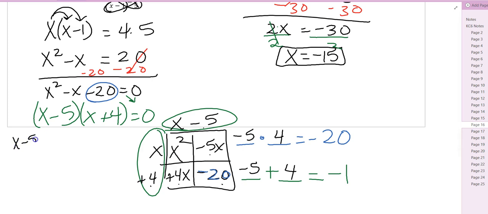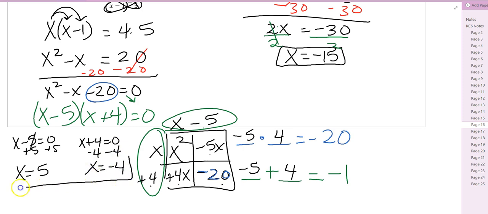So x minus 5 equals 0 would mean I add 5 over to the other side, and that's going to be x equaling a positive 5. If I have x plus 4 equals 0, I'm going to subtract 4 over to the other side, right? You always do the opposite. And that's going to give me x equals a negative 4. So these would be my two solutions for x.